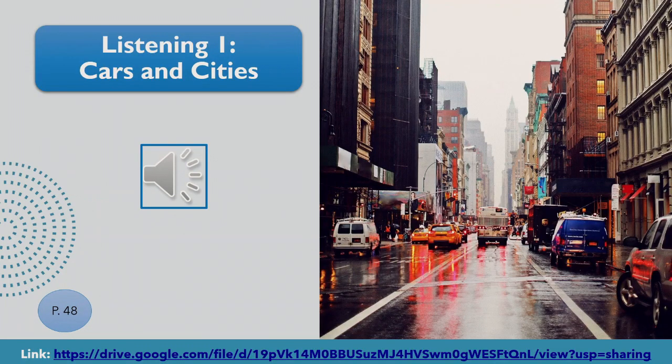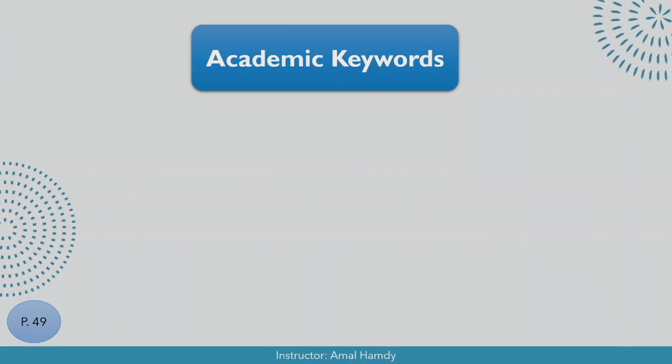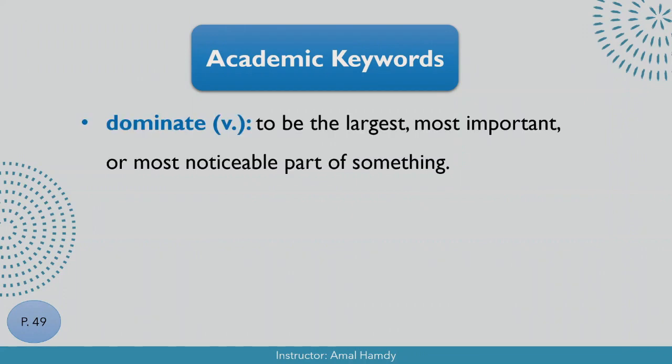Listening one is about cars and cities, it's about the development of transportation. So before listening to the track, I want you to read the academic keywords on page 49. We have dominate, which is a verb, and it means to be the largest, most important, or most noticeable part of something. So if I say, for example, iPhones dominated the market in 2020, this means that iPhones were the most important or noticeable part of the market in 2020.